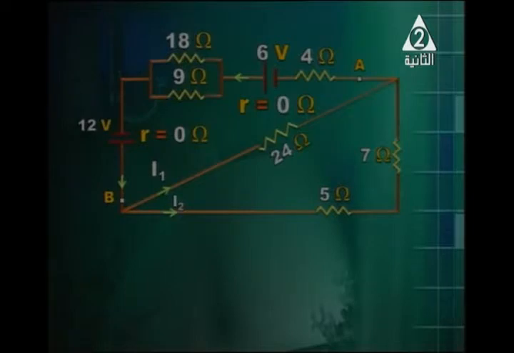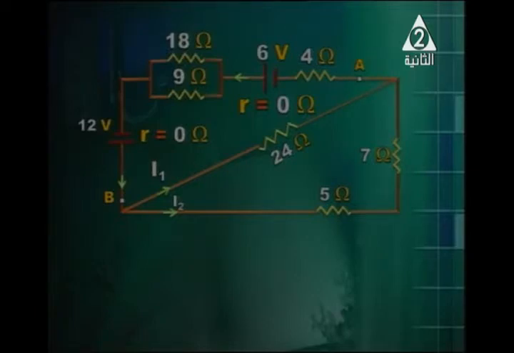Okay, another circuit, but it is a little bit more difficult. We've got a 6 volt battery here of internal resistance 0 ohm. The value of the internal resistance is equal to 0. We've got a parallel group consisting of 2 resistors, an 18 ohm resistor and a 9 ohm resistor connected in parallel. And we've got another cell, a 12 volt cell, and both of them act in the same direction. So V total here will be the sum, 6 plus 12, 18.